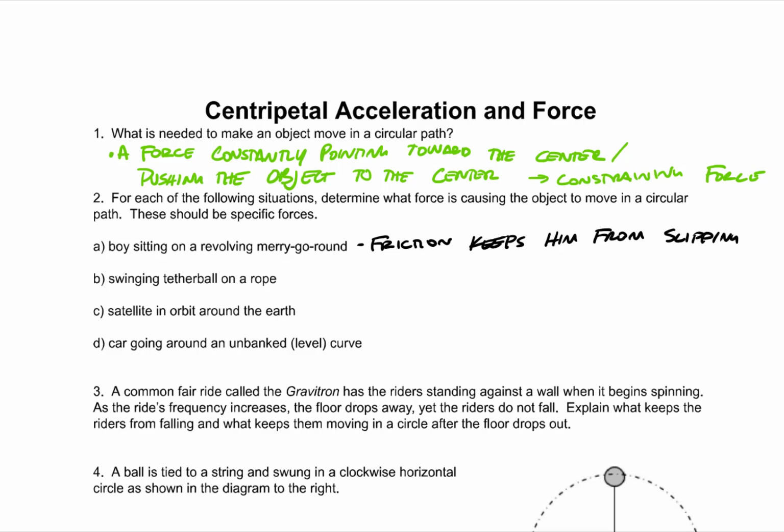A swinging tetherball on a rope. Well, here we have the rope. So it's the force of tension that's keeping the ball in a circle, that's constraining it, that's applying the force towards the middle the whole time. A satellite in orbit around the Earth, well, it's gravity that's pulling it back towards the Earth the entire time. And then a car going around an unbanked level curve, well, that's friction. Think how well that does when there is no friction. The car just goes off on a straight line. So the car going around an unbanked curve has friction acting on it.